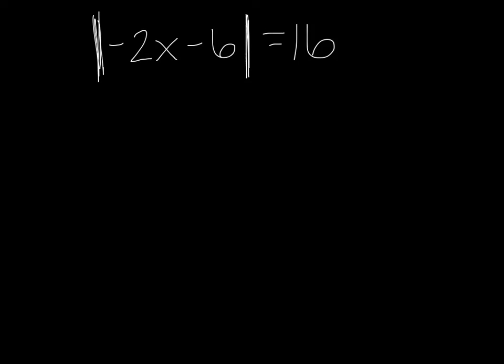Let's look at the next example. We have the absolute value of negative 2x minus 6 equals 16. First, isolate the absolute value lines. There's nothing written on the outside of the absolute value line, so it is isolated. 2, we need to identify how many solutions we have. Because it equals positive 16, we're going to have 2 solutions, meaning we need to split this into 2 separate equations. Next step would be to split it.